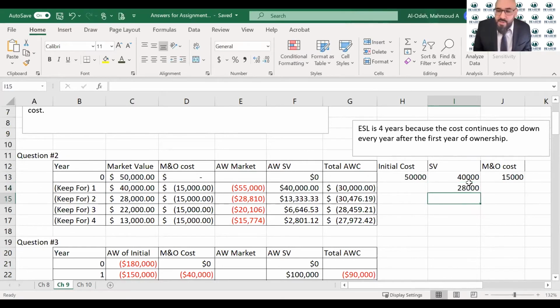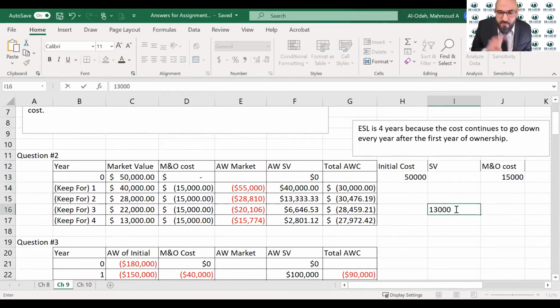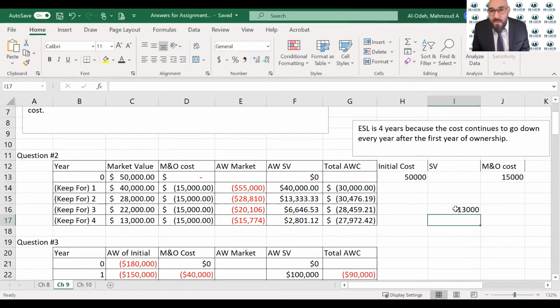And the same thing for year 3 and year 4. Okay, I'm going to focus on one of these years because it's going to make it clear for you. If we're going to keep this asset for 4 years, the salvage value would be 13,000, correct? Are you with me?